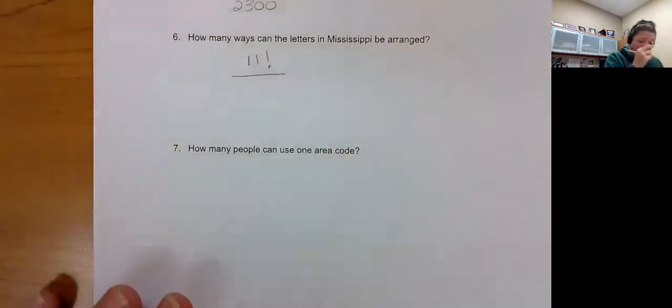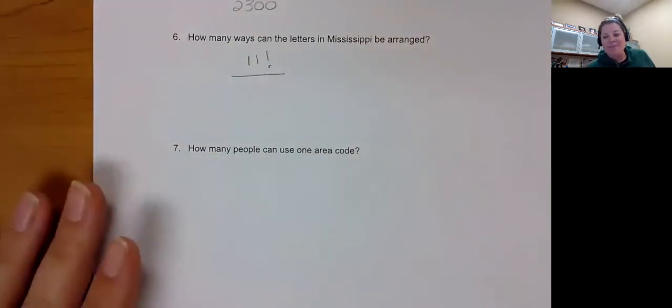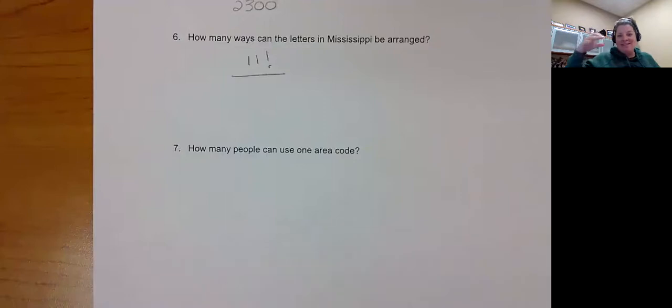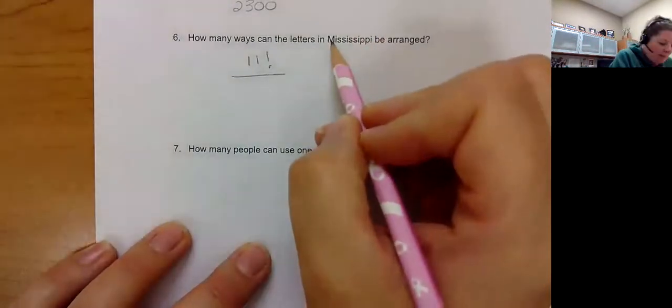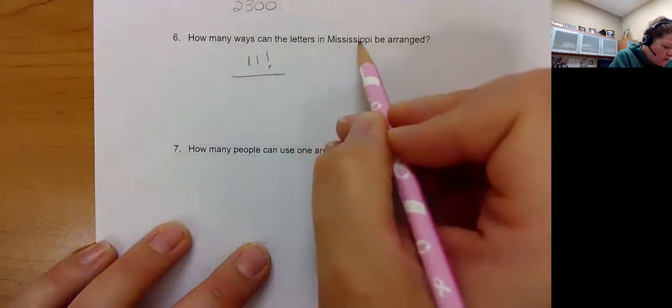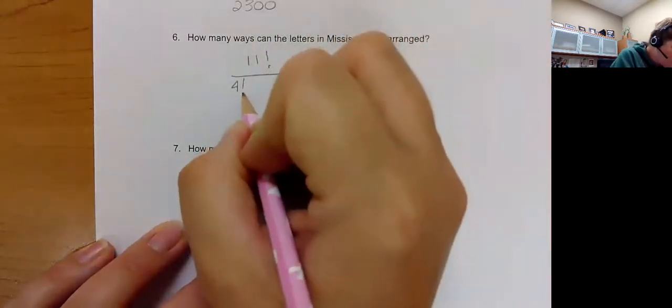Then on the bottom, each one that repeats, you have to do as a factorial because it'll make it less ways to be arranged. So are there any other M's? No. How about I's? Sure. 1, 2, 3, 4 I's. So we have 4 I's represented right here.